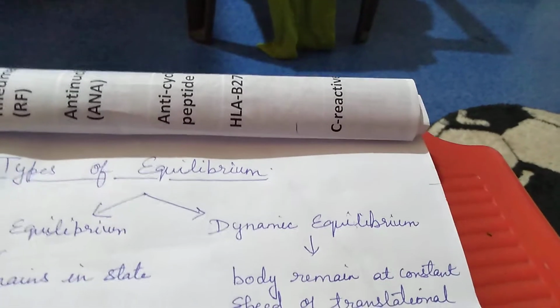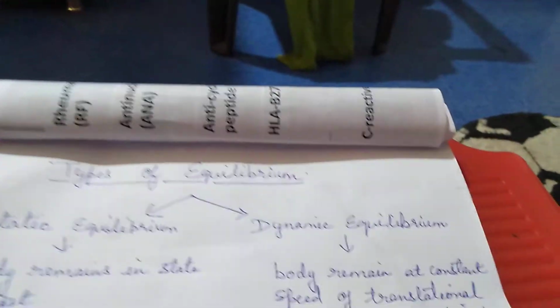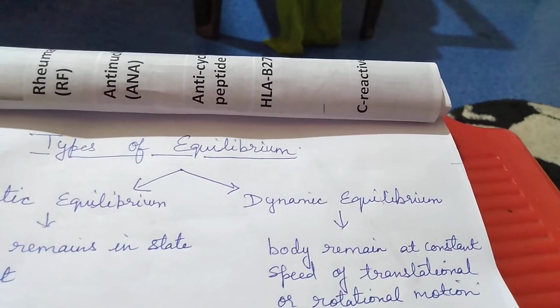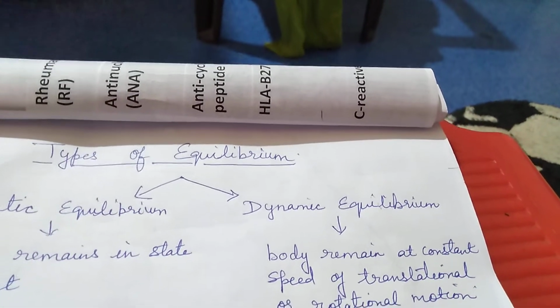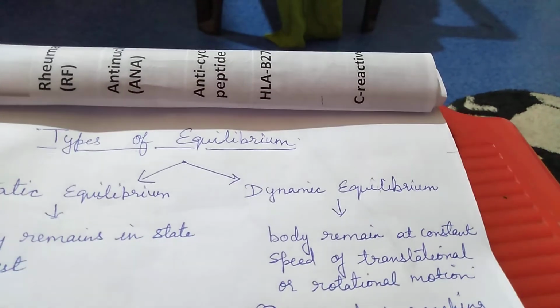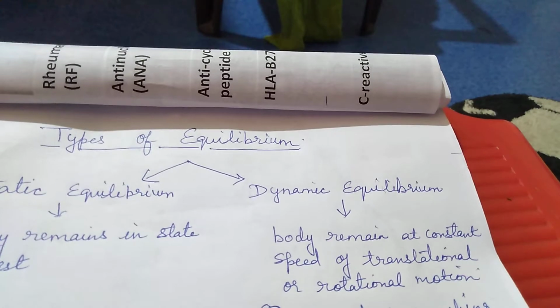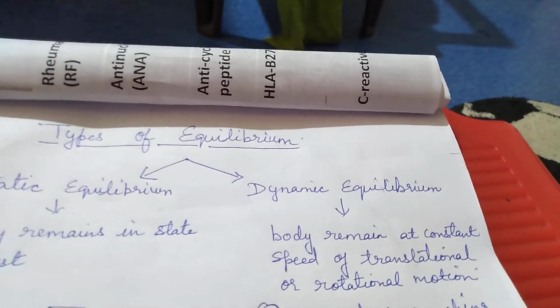Now coming to dynamic equilibrium, now this is when the bodies are in motion. Now a body is remaining in the same speed or constant motion, whether it is translational or rotational motion. If the speed is not changing, the speed is constant, we call it as a dynamic equilibrium.